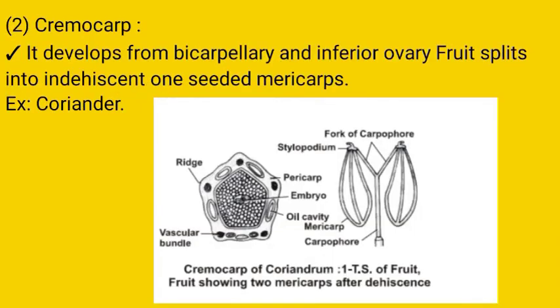Cremocarp. Cremocarp fruit develops from a bicarpellary and inferior ovary. The fruit splits into indehiscent one-seeded mericarps, example coriander. Let's see the diagrammatic representation of cremocarp in coriander. So in the diagram, the second picture shows the transverse section of the cremocarpic fruit in coriander.